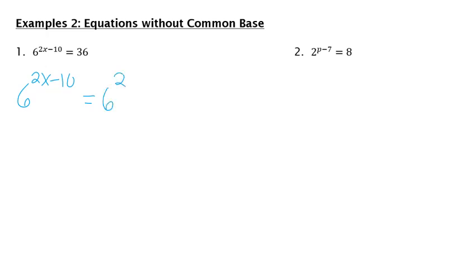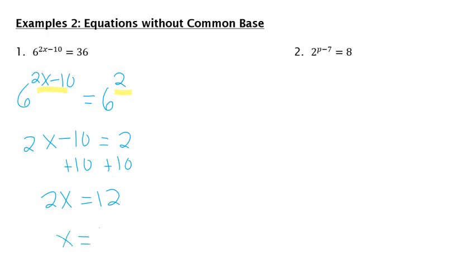And now we have our two bases being exactly the same. And we're going to go ahead and set our exponents now equal to each other. And so when we go ahead and solve, that's going to give us our answer of x equals 6.